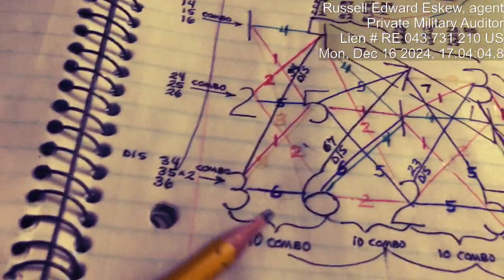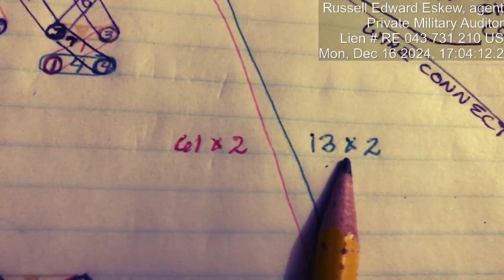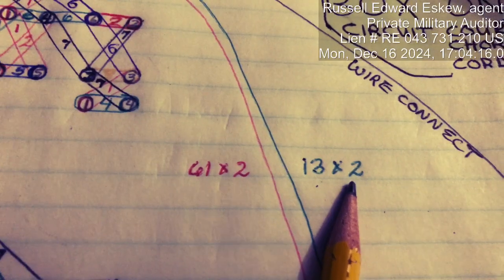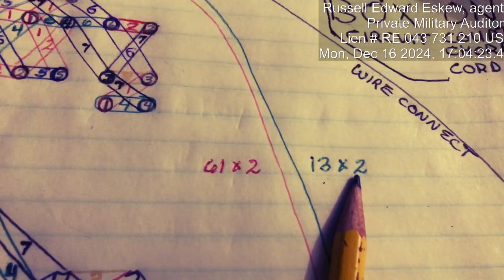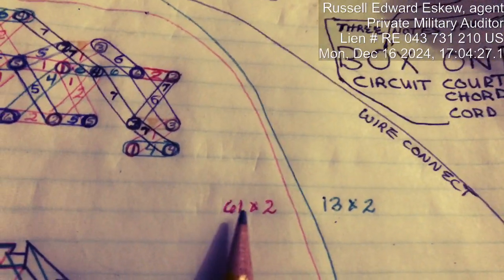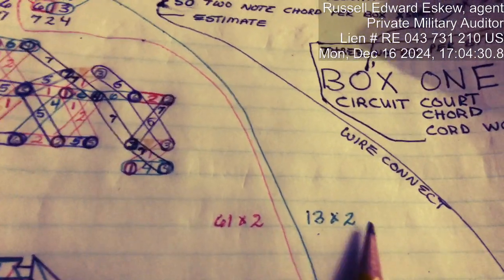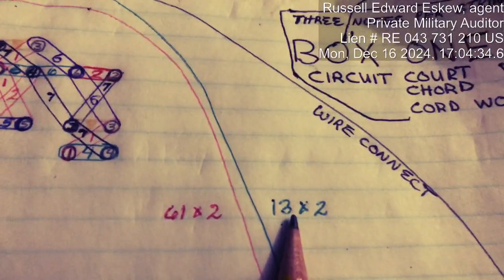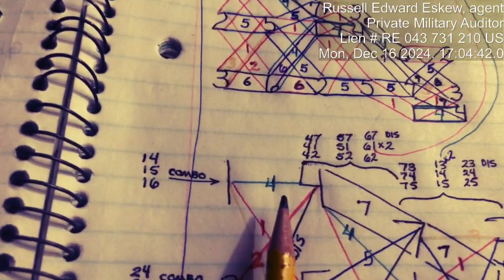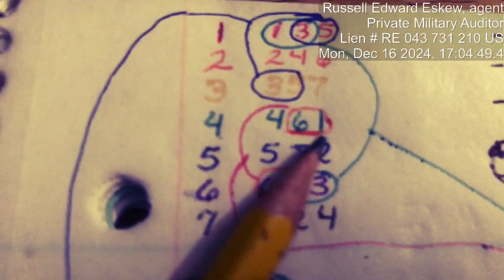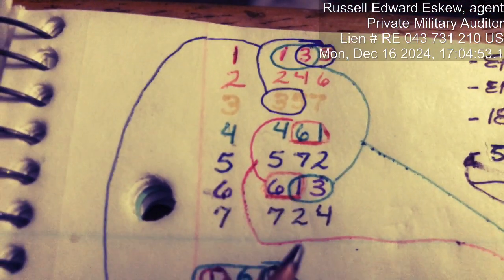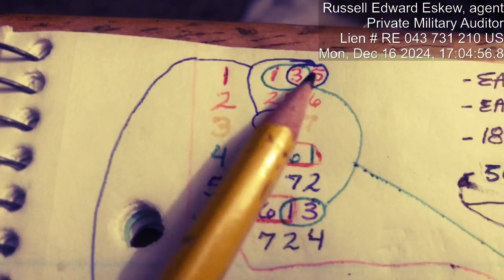However, remember that the 1 and the 3 combination has two connections. A 6 and a 1 combination has 2 connections, or 2 combinations. A 1 and a 3 note has 2 combinations, whereas a 1 to a 4 note only has 1 combination, because there's only 1 chord that contains a 1 and a 4 note. None of the other chords contain a 1 and a 4 note.